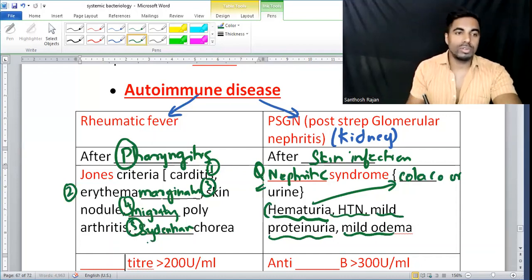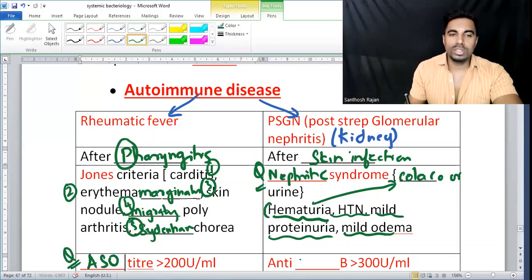Now, from the diagnostic point of view, which of the things will go high? In rheumatic fever, the ASO titer will go high, anti-streptolysin O titer. In post-streptococcal glomerulonephritis, it's your anti-DNase B that will go high, more than 300. This you have to remember. This question will be asked. This is very important, so please remember it.